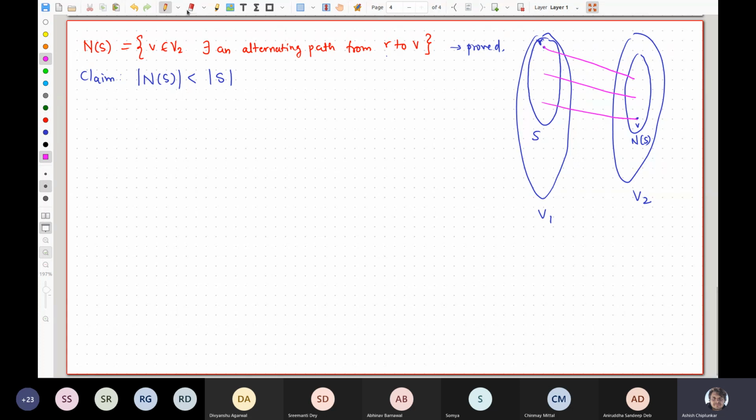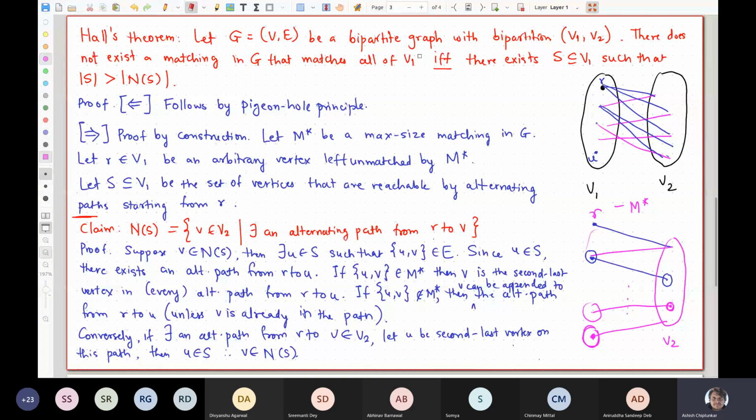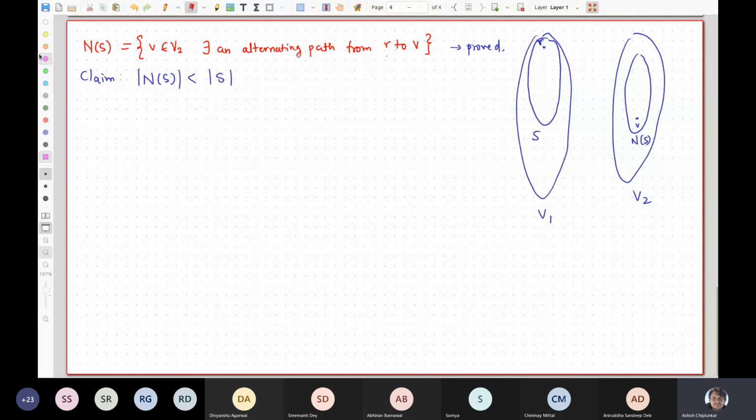Or maybe I'm swapping the colors. Let me stay consistent with the colors. What colors did I use in the previous slide? Blue for non-matching edges, pink for matching edges. Okay. So blue for non-matching edges, and pink for the matching edges.